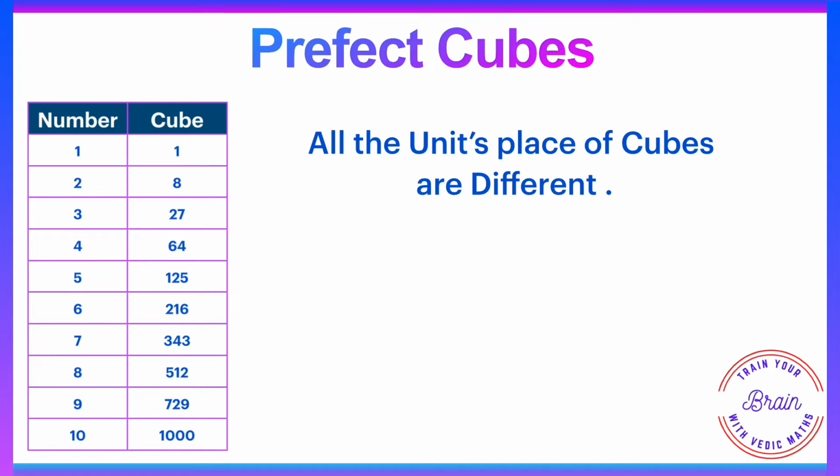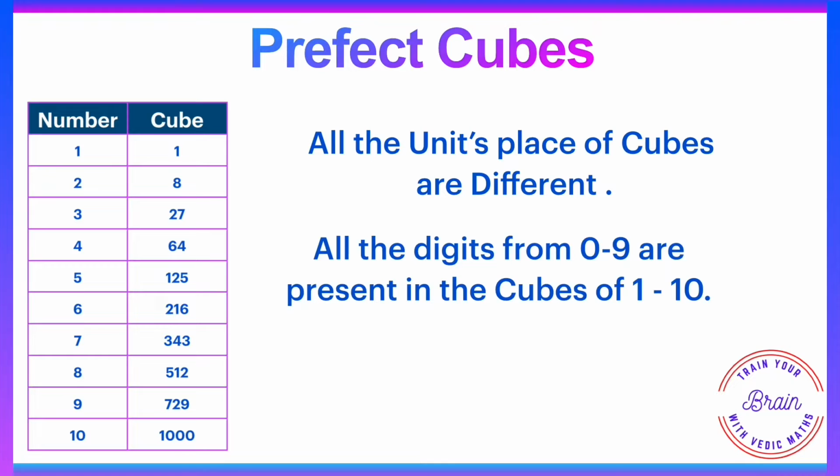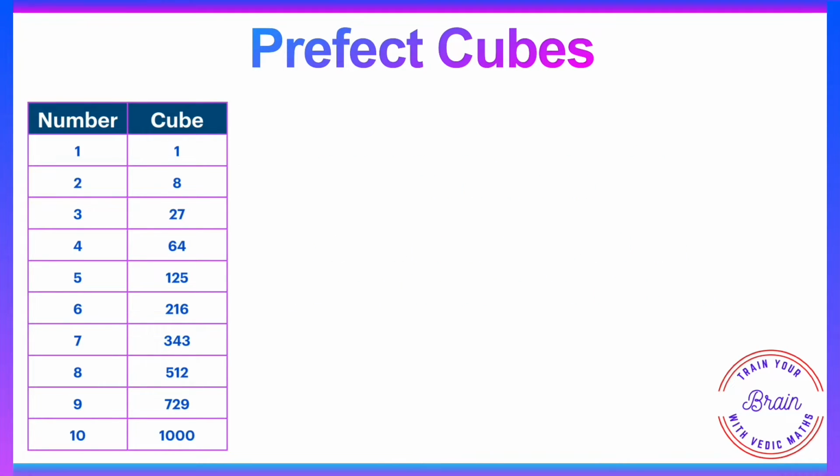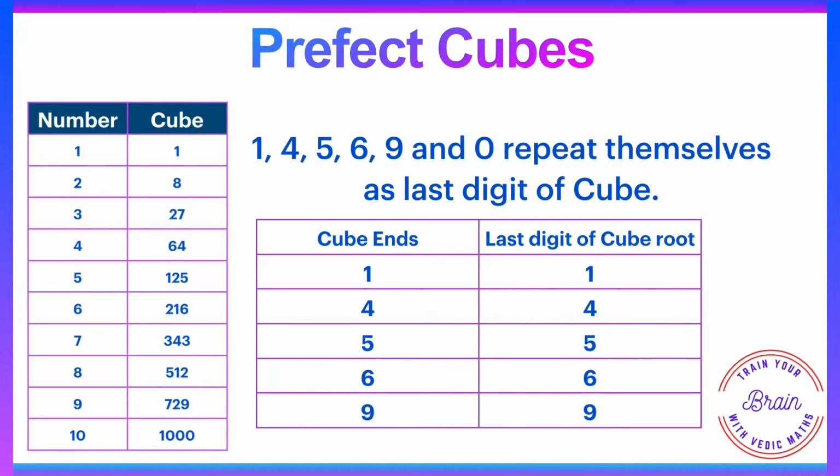Now we observe that all the units place of cubes are different. All the digits from 0 to 9 are present in the cubes of 1 to 10. Now we can conclude 1, 4, 5, 6, 9 and 0 repeat themselves as last digit of the cube. That is, if the cube ends in 1, then the cube root ends in 1. If the cube ends in 4, then the cube root ends in 4. If the cube ends in 5, then the cube root ends in 5. If the cube ends in 6, then the cube root ends in 6. If the cube ends in 9, then the cube root ends in 9.